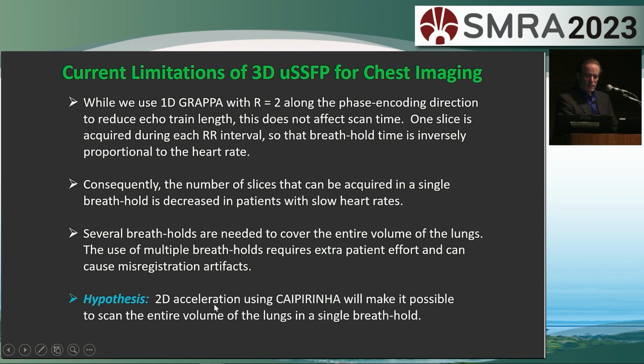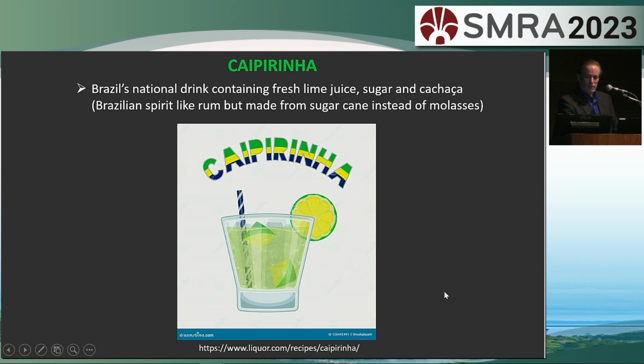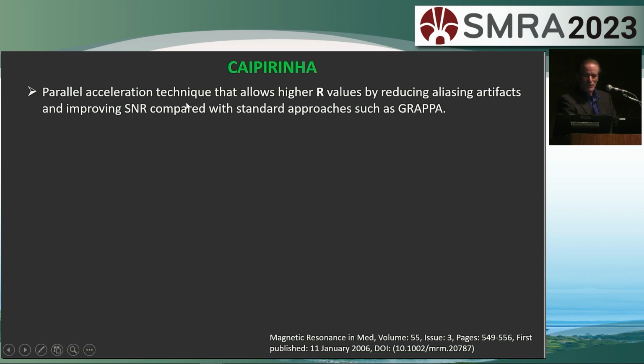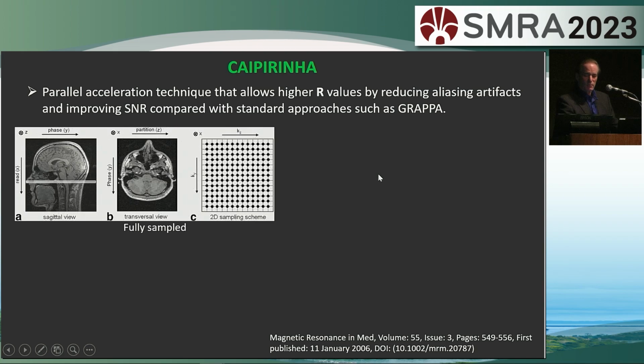So we hypothesize that using a CAIPIRINHA 2D acceleration would make it possible to scan the entire lungs in a single breath hold. CAIPIRINHA is the Brazilian national drink. For some reason, Mark Griswold has named all his acceleration techniques after alcoholic beverages, and it's kind of amusing, but it does allow the use of higher acceleration factors by reducing aliasing artifacts and improving signal-to-noise compared with the standard approaches.